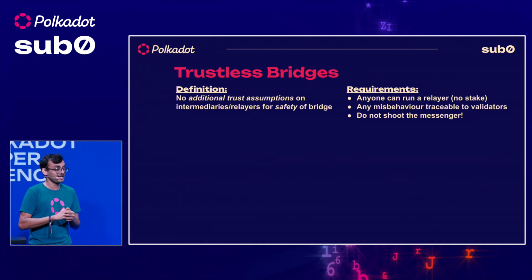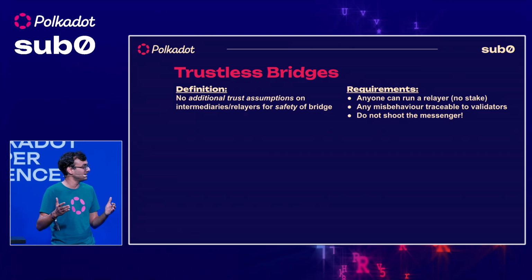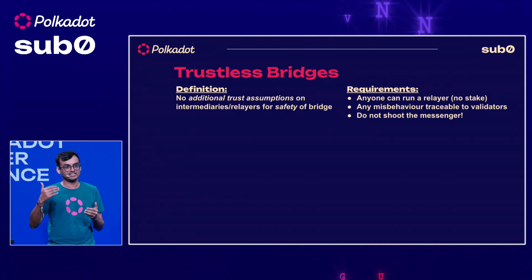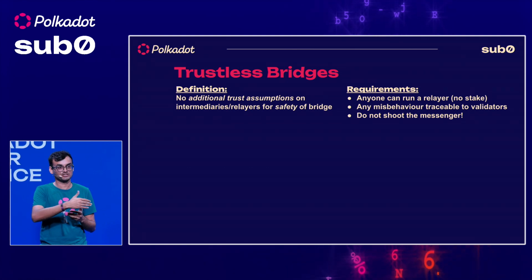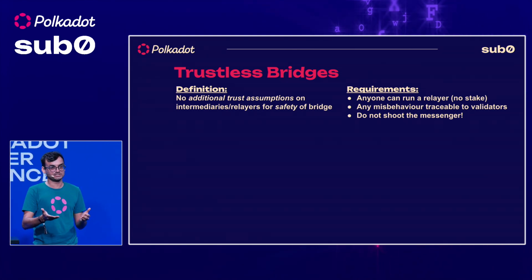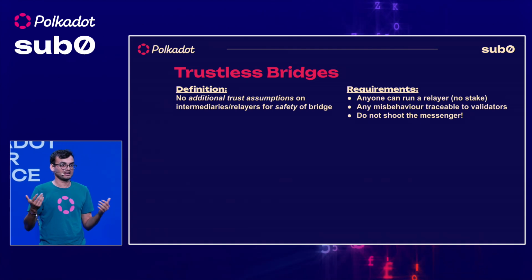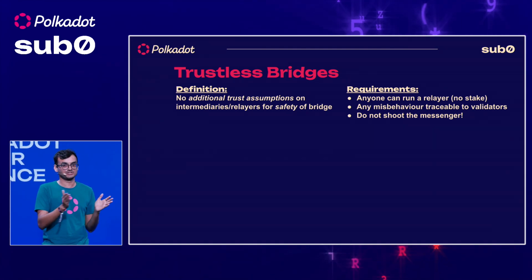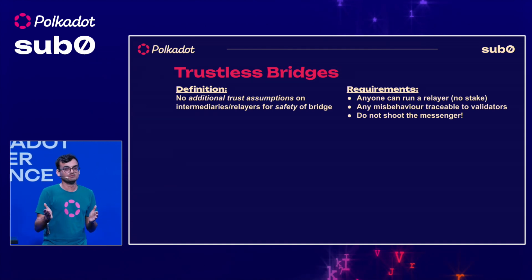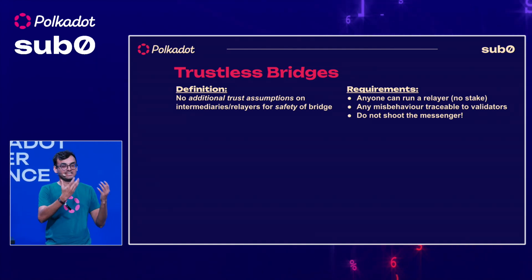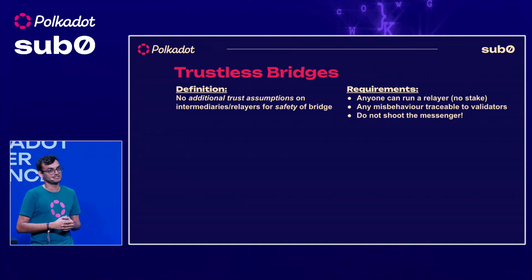And any misbehavior that is detected is finally traceable to the validators, because they are the ones who have the stake, and they are the ones who need to be punished. So in other words, we don't want to shoot the messenger. The relayers are just relaying the message from one chain to the other. But if something goes wrong, we need to catch hold of the validators who initiated this malicious behavior.